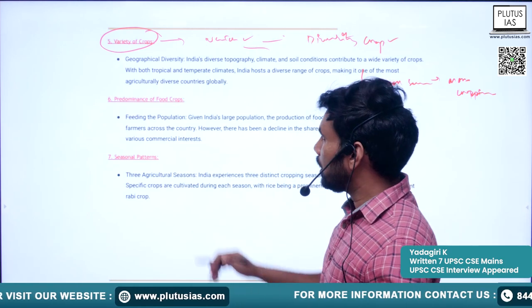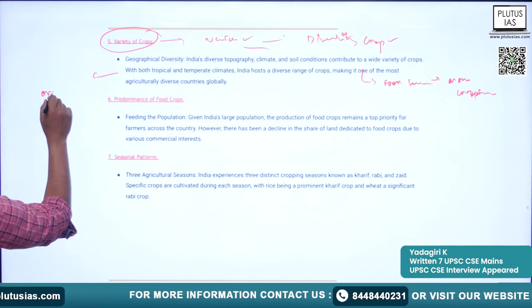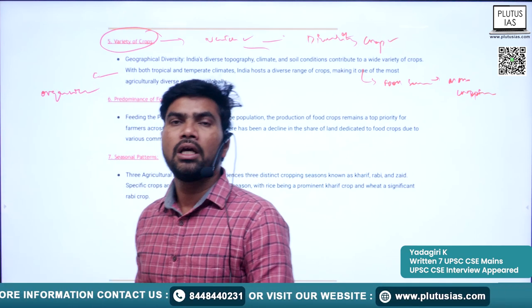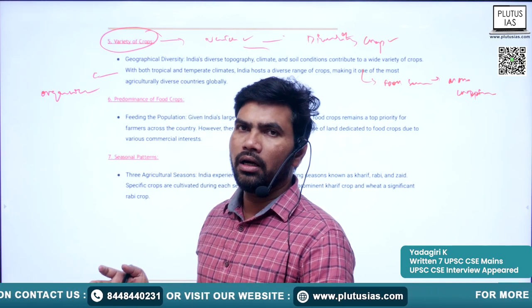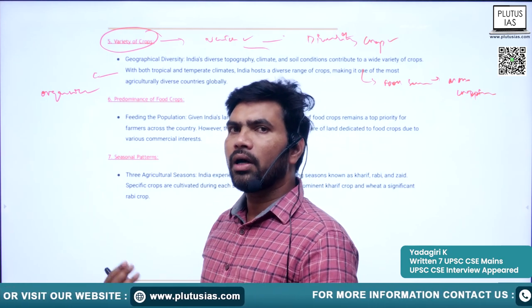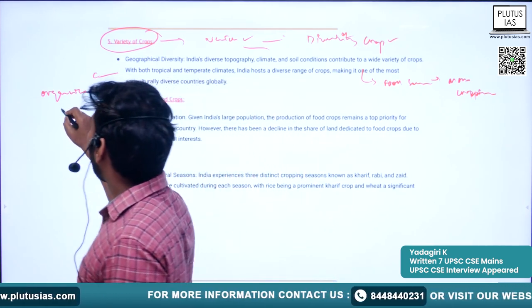Also before the Green Revolution, India was known for organic farming. The chemical fertilizers and pesticides were almost absent in India. But after the introduction of the Green Revolution, we have our own reserves. The major concern at that time was to have food security.